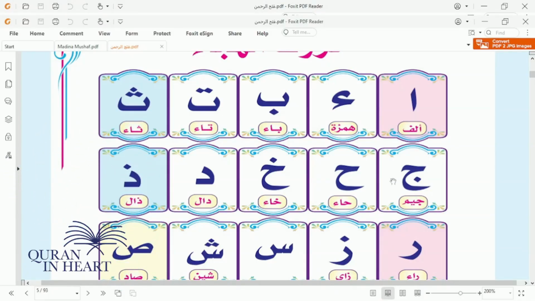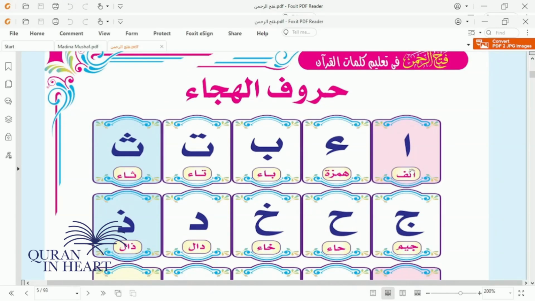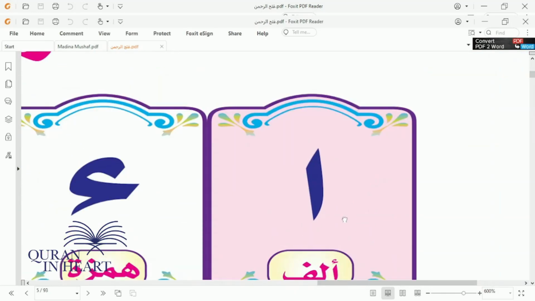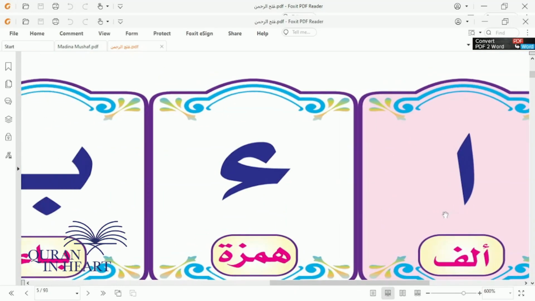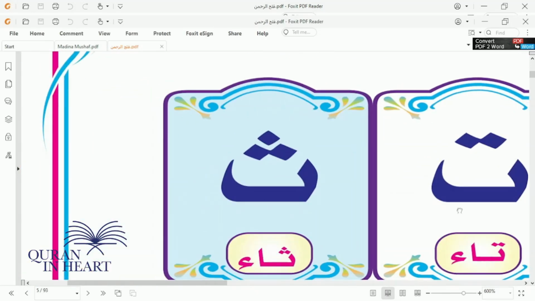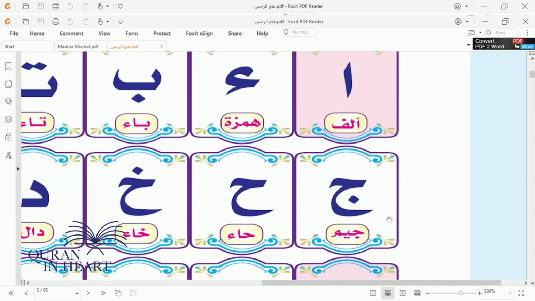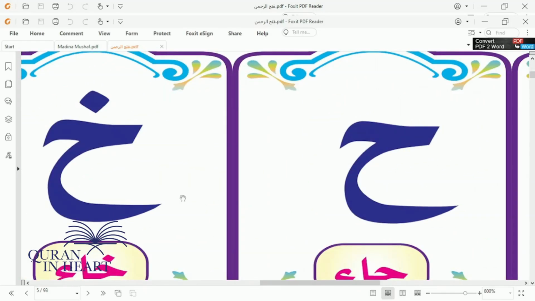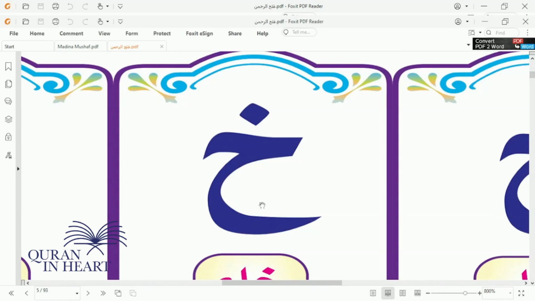Today, inshallah, we continue our course from lesson 2 of the Noorani Qaida, and we will start with a quick revision of the first lesson. In the first lesson, we talked about the names of the letters, and we learned together the letters Alif, Hamza, Ba, Ta, Tha, Jim, Ha and Kha. Then we stopped at the letter Kha.